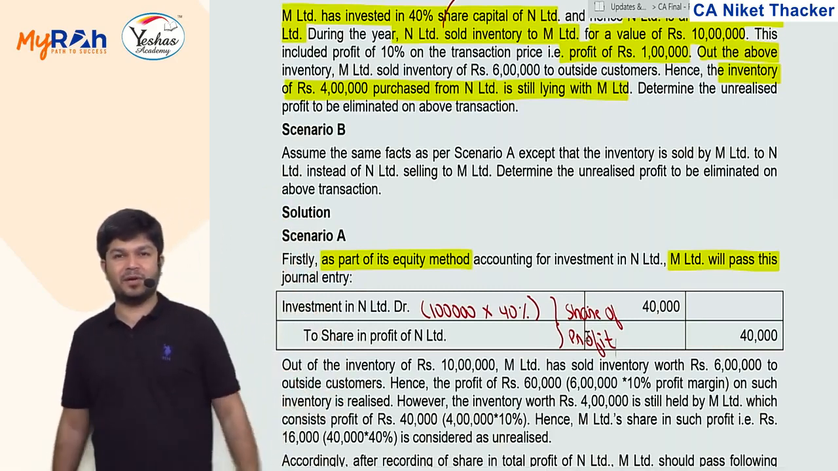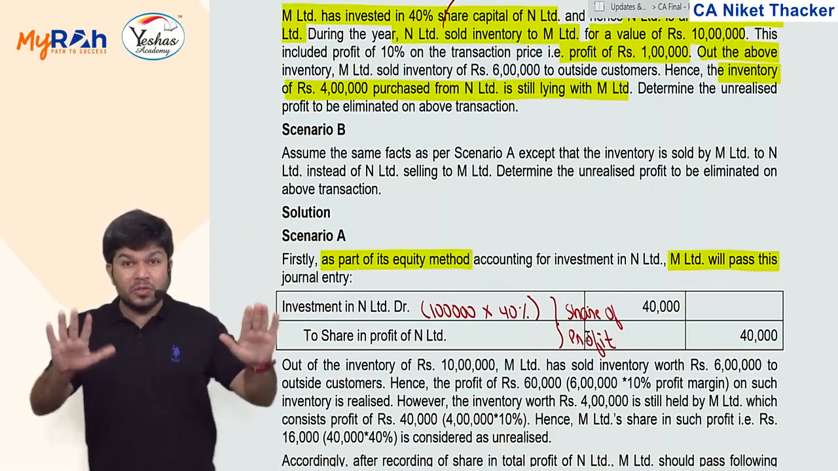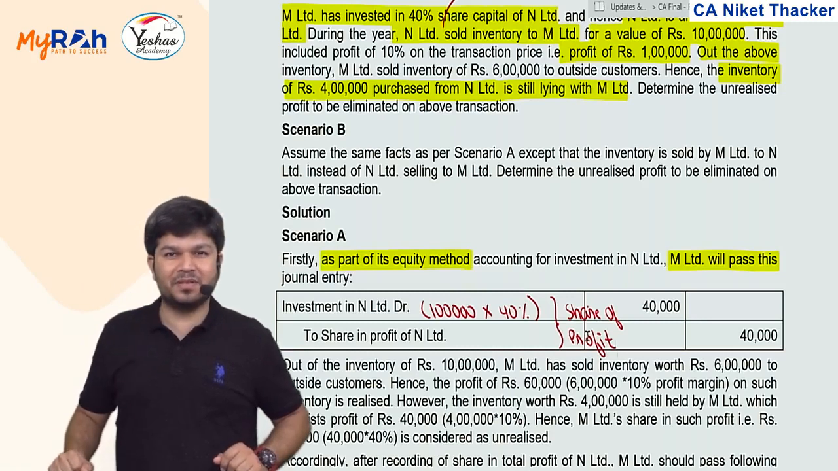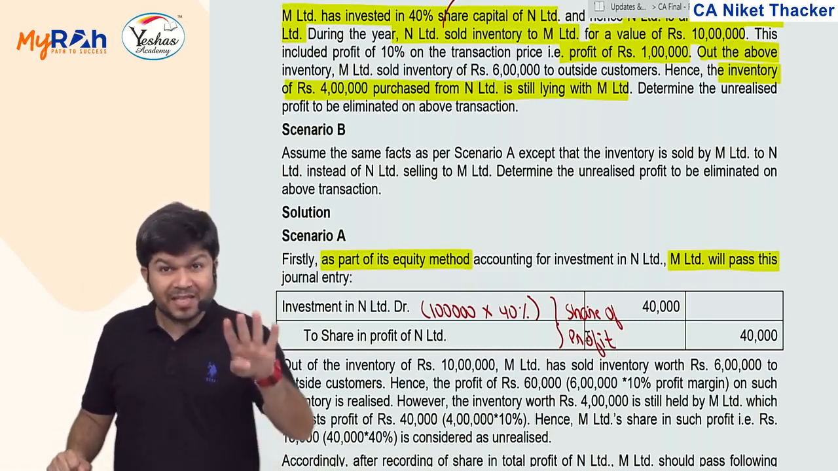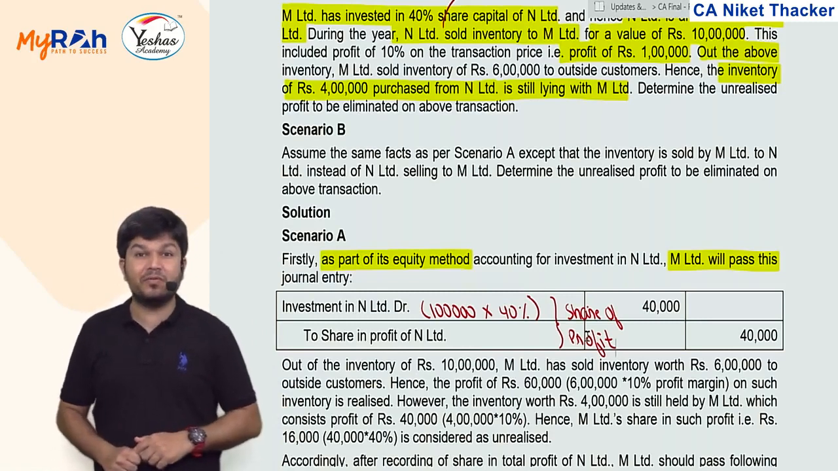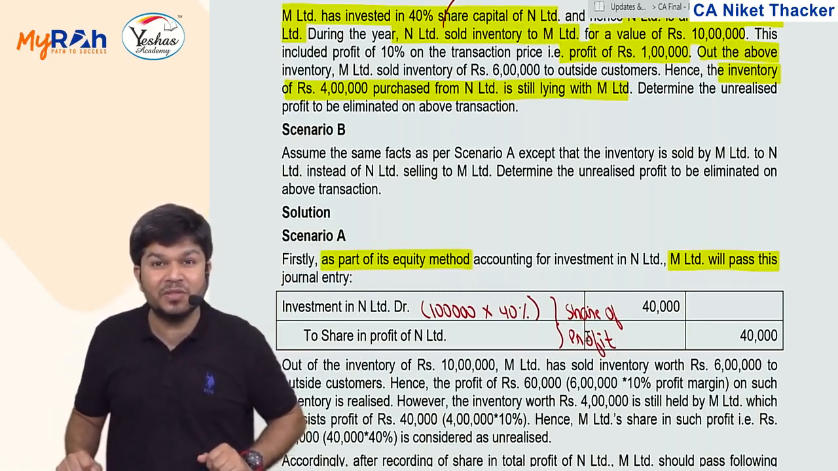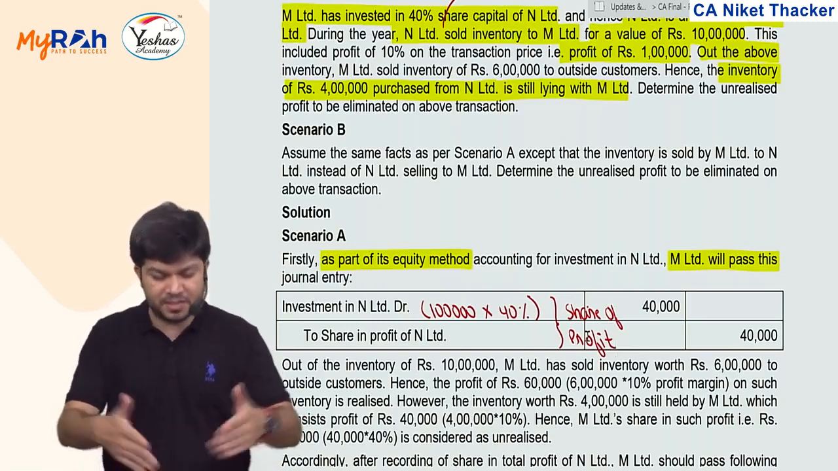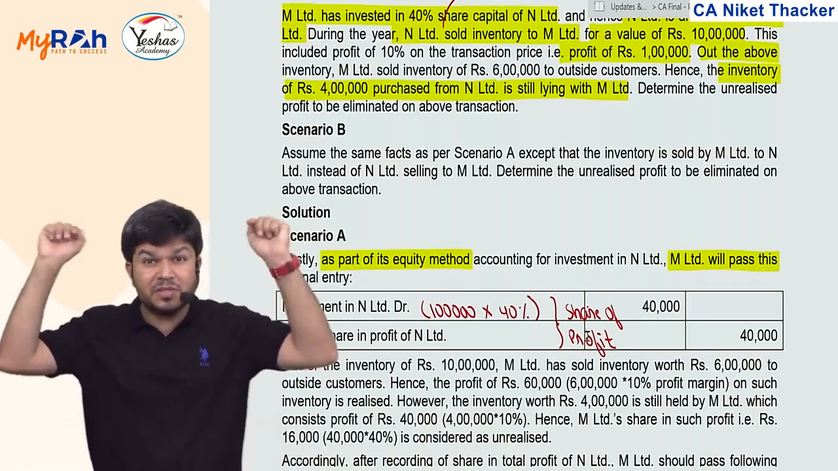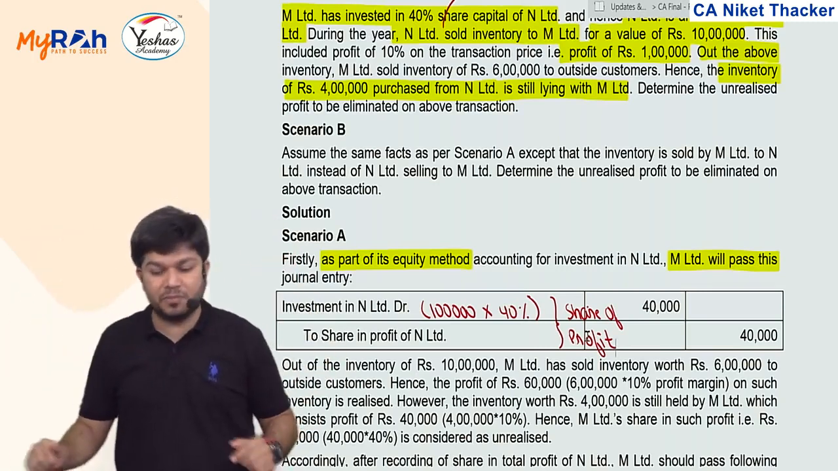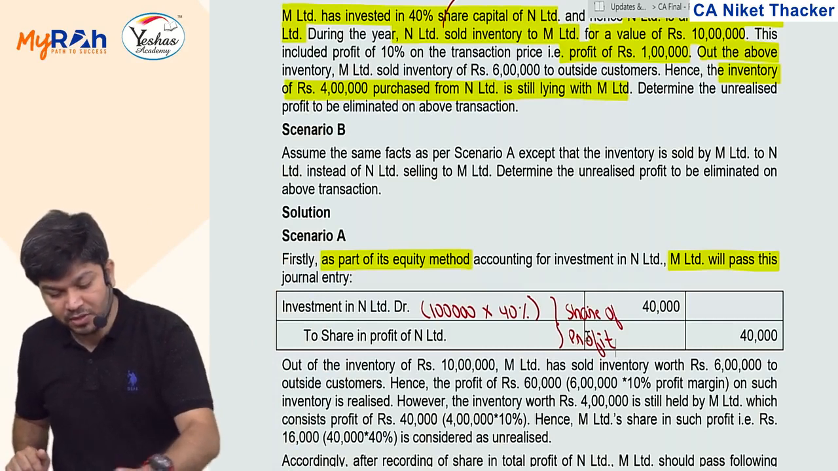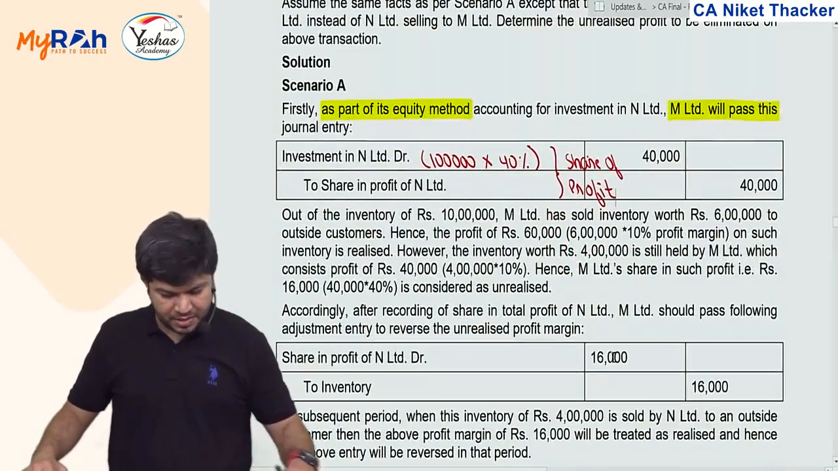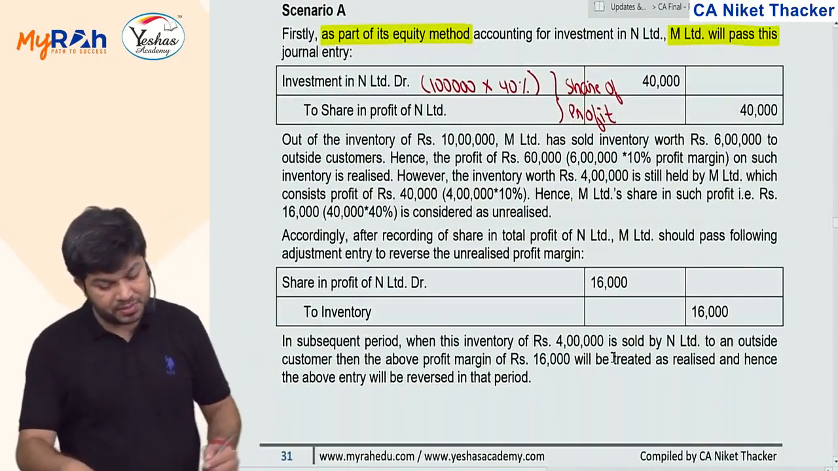Now that 1 lakh was on goods of 10 lakh, and out of that, 4 lakh of goods are still with me only. The 40% of goods are still lying with you. You recorded this much as your share of profit, but 40% of the goods are with you, so 40% of the profit is said to be unrealized. 40,000 into 40%, 16,000 is unrealized profit.